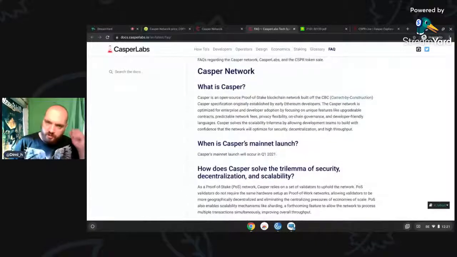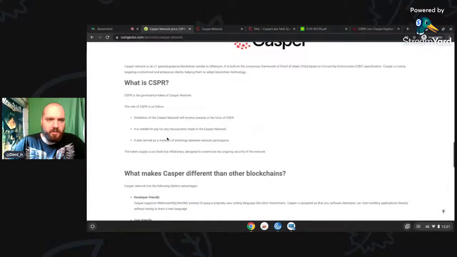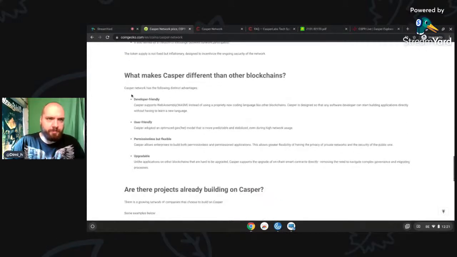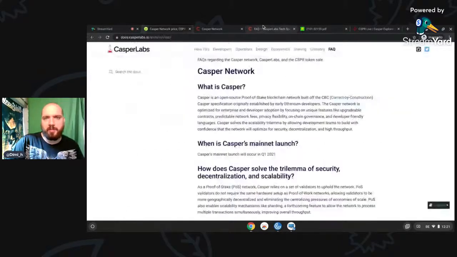Yeah, the correct by construction has to do with the ease of adaptability. So the aforementioned, I'm going to show it back on screen here. It has to do with the WebAssembly and the user friendliness to build upon it. That's the correct by construction.